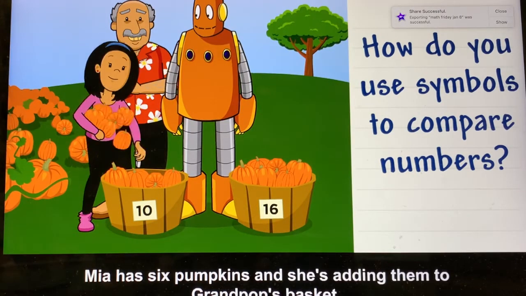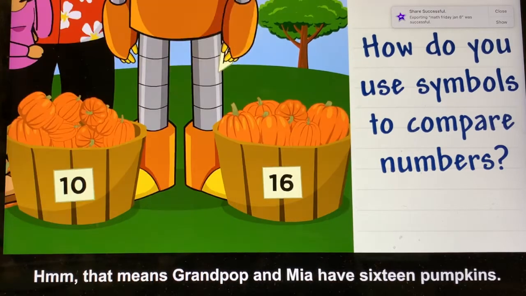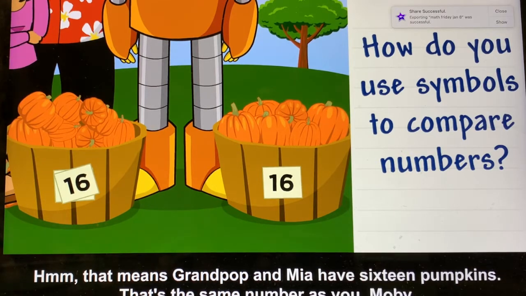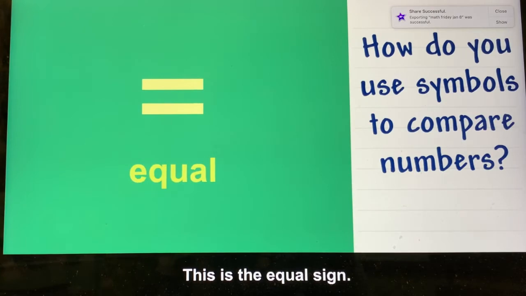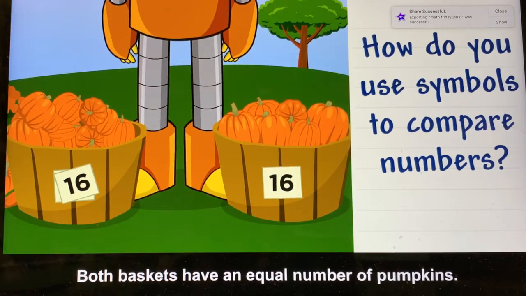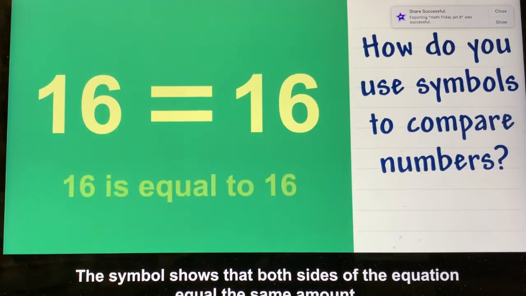Mia has 6 pumpkins, and she's adding them to Grandpop's basket. That means Grandpop and Mia have 16 pumpkins. That's the same number as you, Moby. This is the equal sign. Both baskets have an equal number of pumpkins. The symbol shows that both sides of the equation equal the same amount.